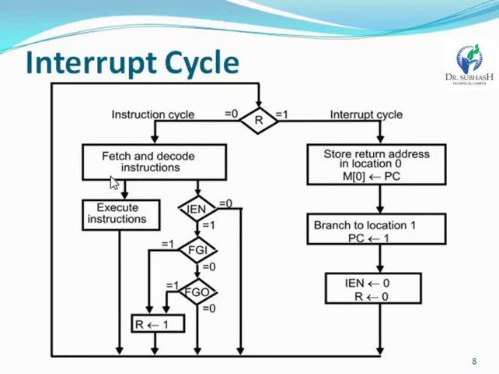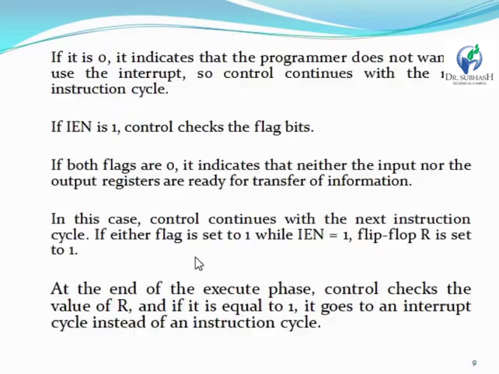So what is next? After the instruction is fetched, decoded and executed, we check the signal IEN. If IEN equals 0, the process directly completes and goes to the R flip-flop. If IEN equals 1, then we go to the flag bits FGI and FGO. So what are these? If both flag bits are 0, it indicates that neither the input nor the output register is ready for the transmission of information.